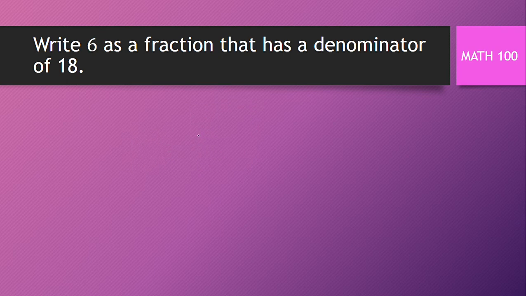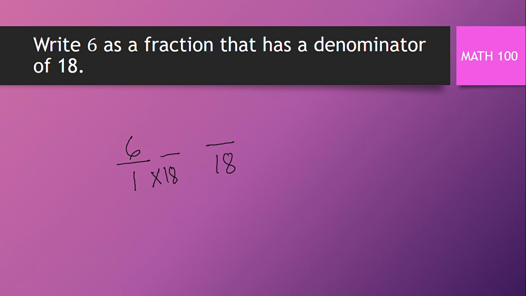Next one, we go for another example. We have 6 to be written as a fraction that has a denominator of 18. So we have 6 here. We wish to come up with a denominator that is 18. Now, always know that a whole number has a denominator equal to 1. And multiplying this by 18, we will be coming up with a fraction with the denominator equal to 18.